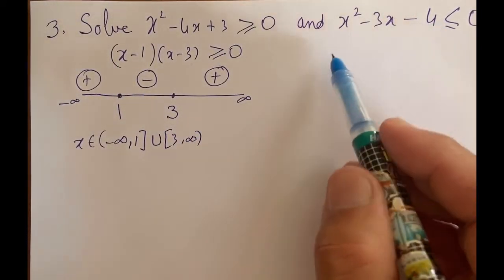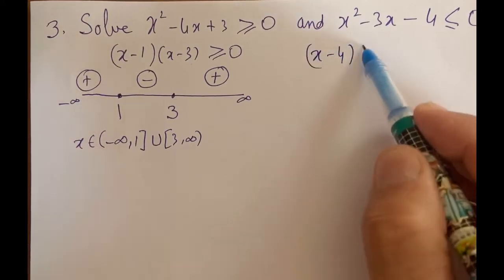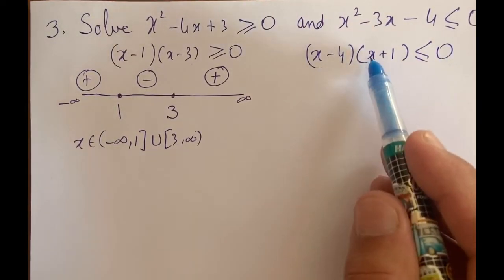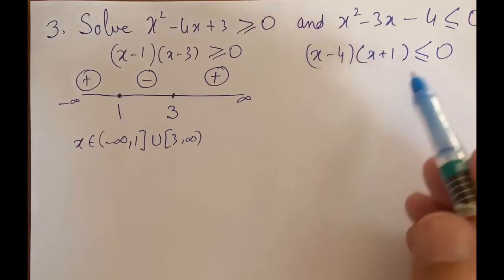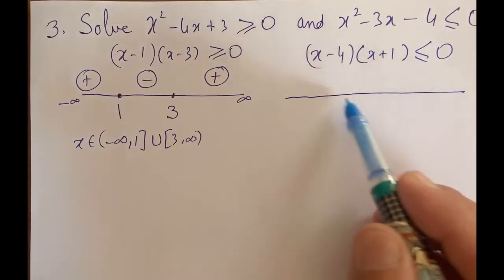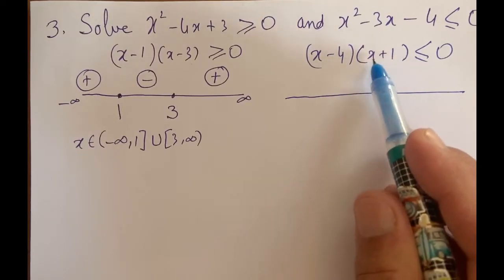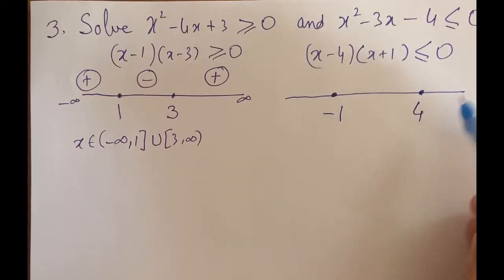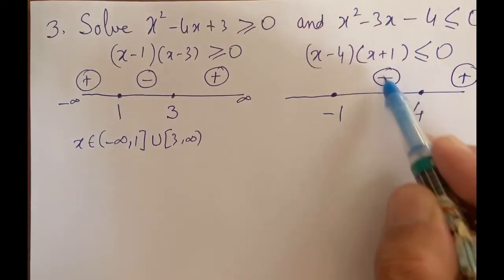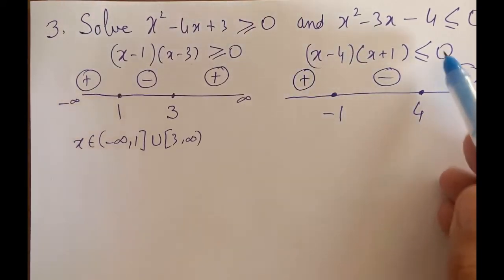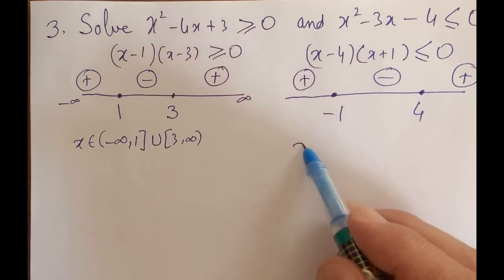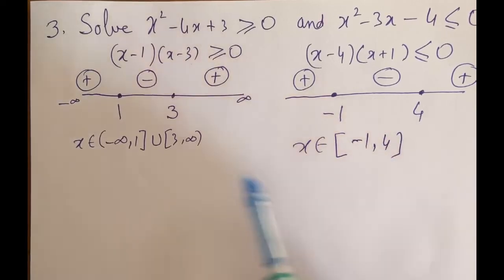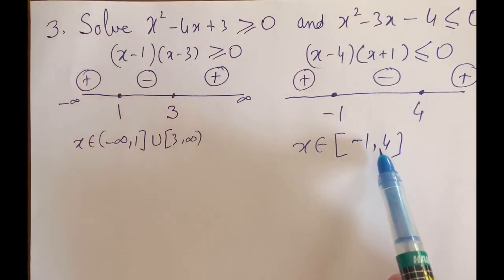Next we solve this one. This is x minus 4 into x plus 1 less than or equal to 0. Again we need the coefficient of x positive. It's positive here and positive here. Draw the number line, put this equal to 0 and this equal to 0. This gives us x equal to minus 1 and this gives us x is equal to 4. Then again positive, alternately negative and positive signs. Less than or equal to 0 means we pick the negative sign, that is x belongs to minus 1 to 4. So we have solved the first inequality as well as the second inequality.